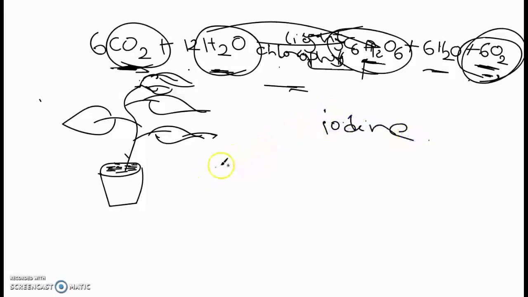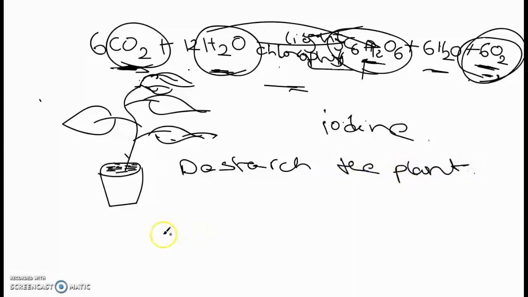So prior to the experiments on photosynthesis, the plant on which you are going to conduct the experiments has to be kept in dark. What's the reason? This is another important question. Why should a plant be kept in dark for a few days before conducting experiments on photosynthesis? The answer is to destarch the plant.